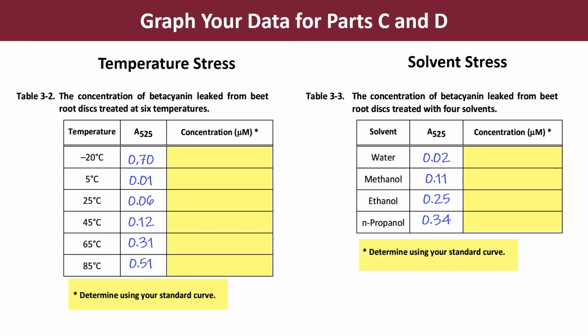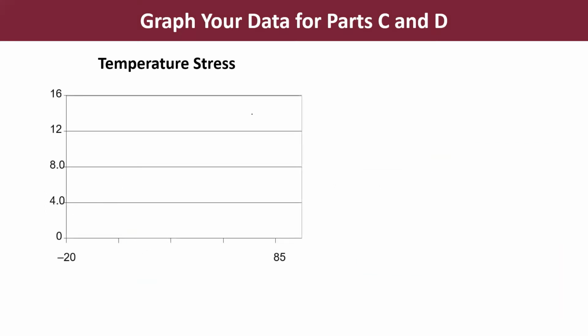So here we are back to our tables. I'm not going to give you the values for concentrations. That's something that you are going to have to do yourself. But once you get your concentrations, you're going to produce some graphs for me, so I'll show you how to make those graphs. For your temperature stress test, you are going to make a graph with temperature on the x-axis and concentration on the y-axis.